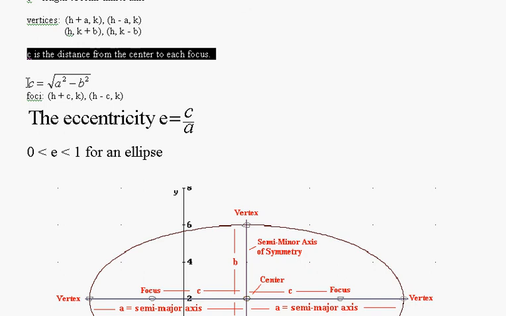How we calculate c is the square root of a squared minus b squared. Let's remember what a squared and b squared represent. A squared is the largest denominator, b squared is the smallest denominator. So essentially we're saying the distance from the center to each focus is large denominator minus small denominator. We subtract them, then we square root them.